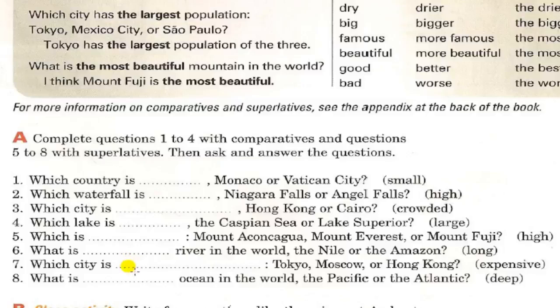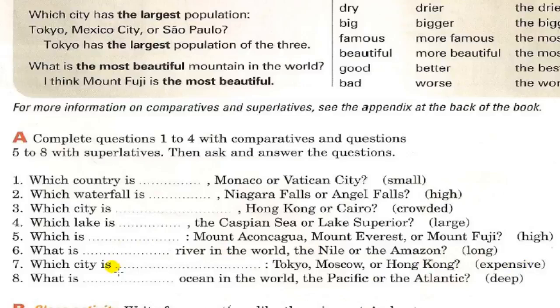7. Which city is Tokyo, Moscow, or Hong Kong? Which city is the most expensive? Tokyo, Moscow, or Hong Kong? So 7, the most expensive.